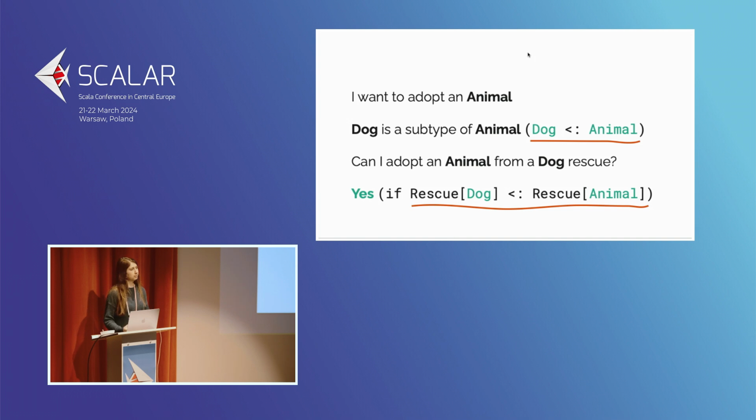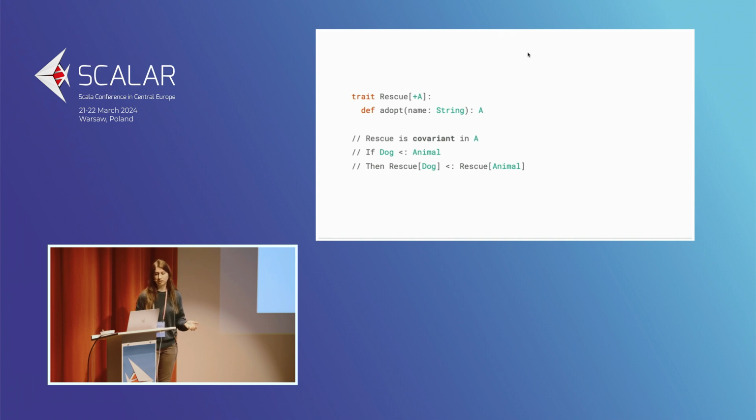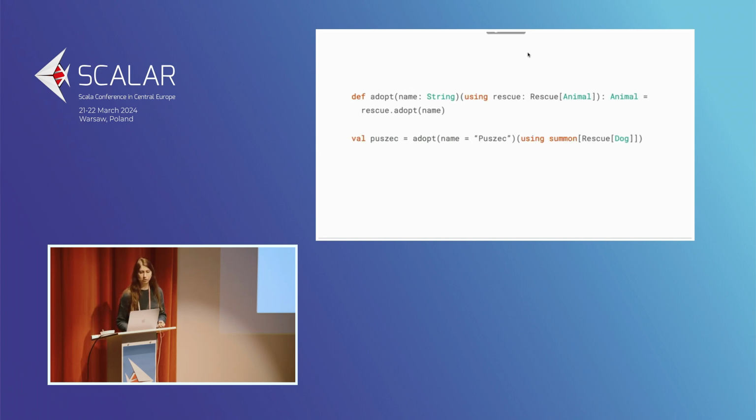And the way we create this relationship is adding the little plus here, as the compiler suggested, which is called making rescue covariant in A. So think of covariance as you take any relationship that exists within your type A, and you kind of lift that up into your type class. So you had a relationship here between dog and animal, and you've taken that relationship, you've lifted that up so that rescue dog becomes the subtype of rescue animal. And at this point onwards, the compiler should be happy with what we're trying to do.